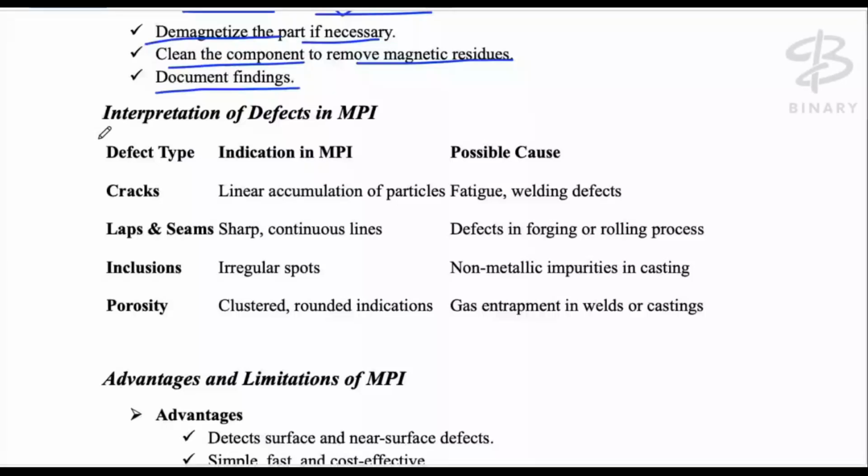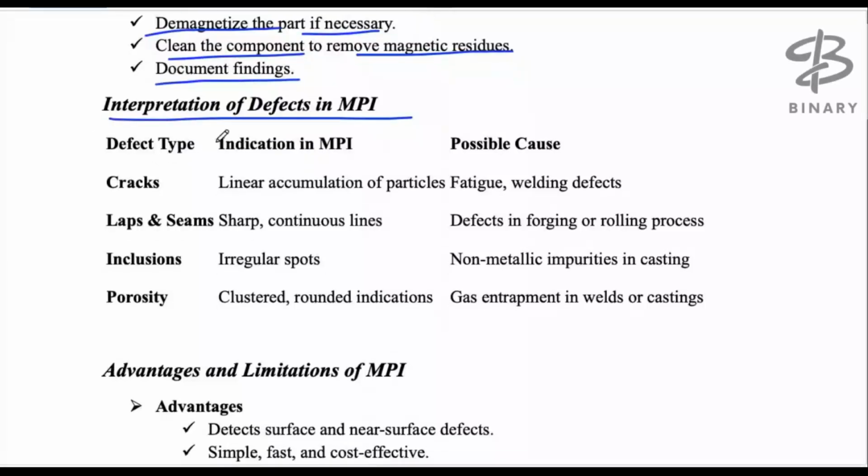So, interpretation of the defects in MPI, types of defects. Here also the cracks, laps, seams, inclusions, and porosity. These are all the defects that we can find out with the help of MPI. Okay, these are just the techniques that we can use.